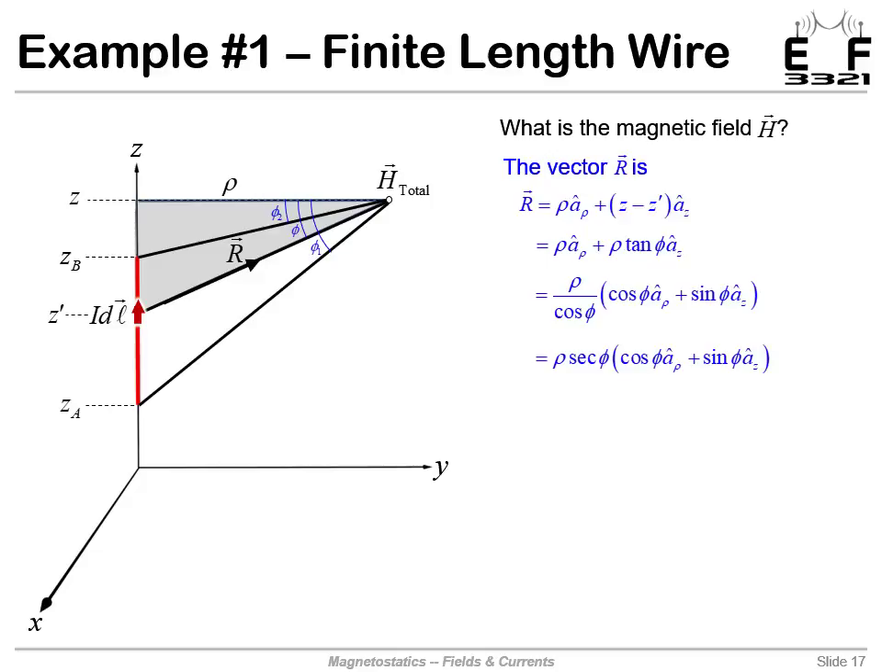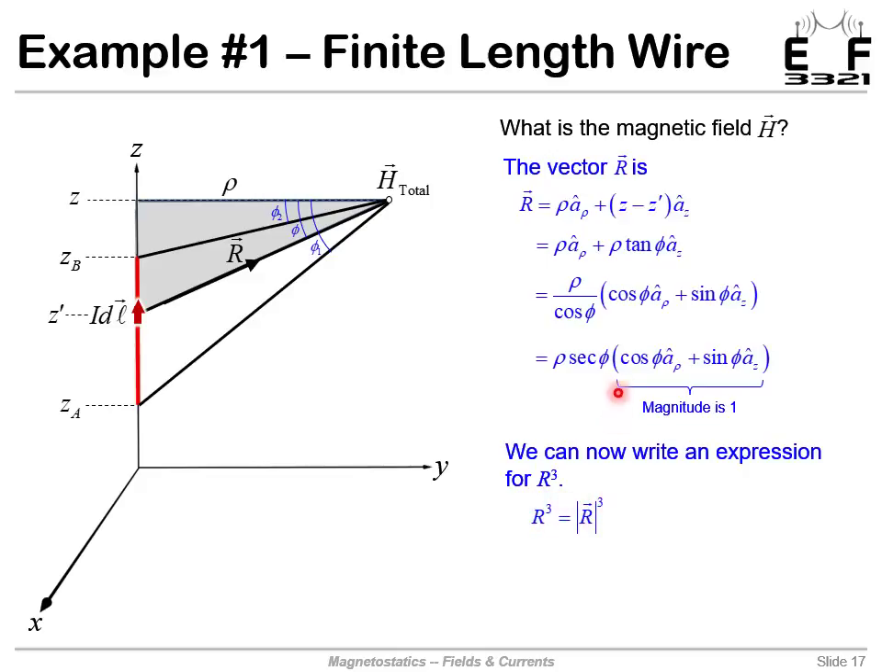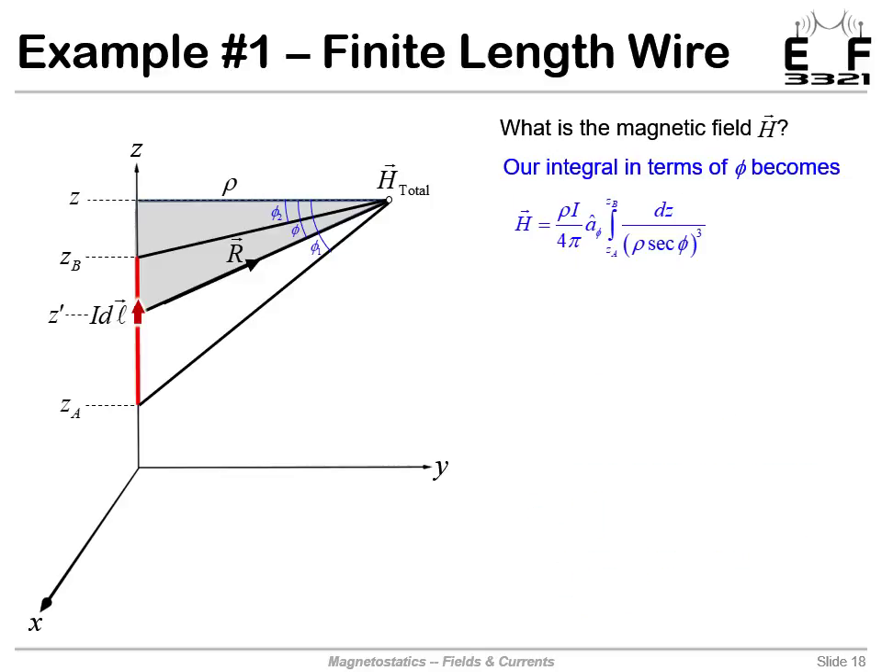Well, 1 over cosine is secant phi, so we can make it a little bit cleaner writing it this way. So the r cubed is really the magnitude of the vector r cubed, and this is very easy to do now because this rho secant phi is the magnitude of r. So that's very easy to write. It's just rho secant phi, all of that cubed. And that is because the magnitude of what's in here is 1.